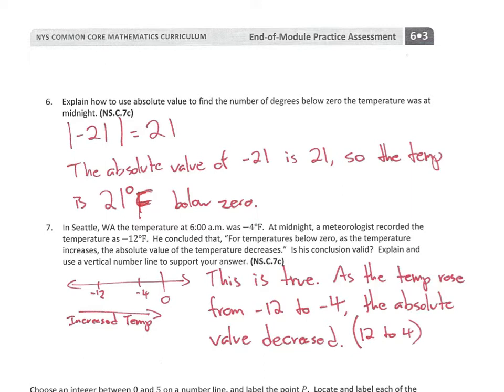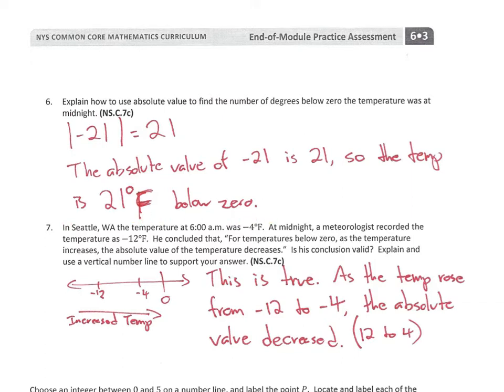Number 6 says explain how to use absolute value to find the number of degrees below zero the temperature was at midnight. You can see right here that I said the absolute value of negative 21 is 21. So I can say the absolute value of negative 21 is 21. So the temperature is 21 degrees Fahrenheit below zero.